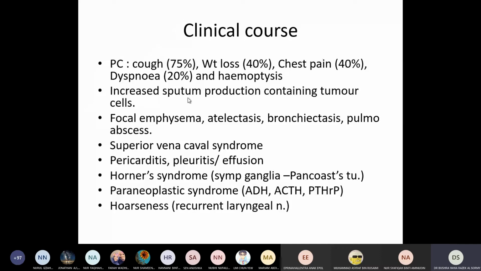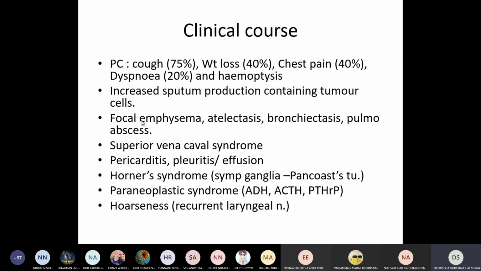There is usually increased sputum production containing tumor cells, so we can detect the tumor cells by investigation of the sputum. For cytology, you can see some malignant cells inside the sputum. Focal emphysema, atelectasis, bronchiectasis, pulmonary abscess. Have you remembered our class two days ago? Bronchiectasis is not a primary disease, it is secondary to other diseases like cancer when there is obstruction.